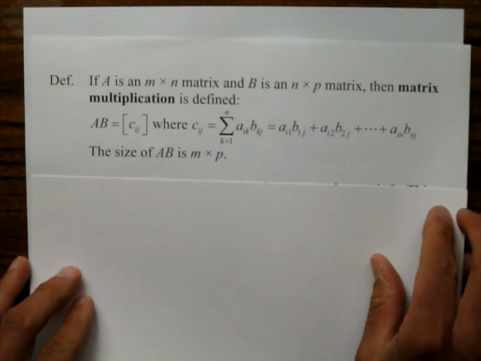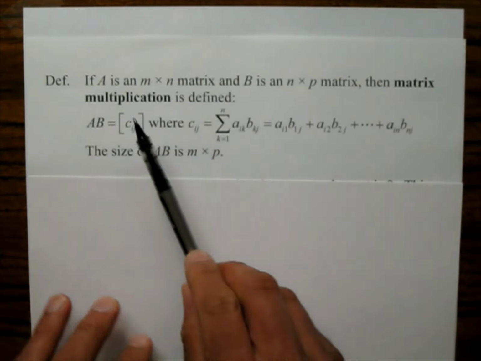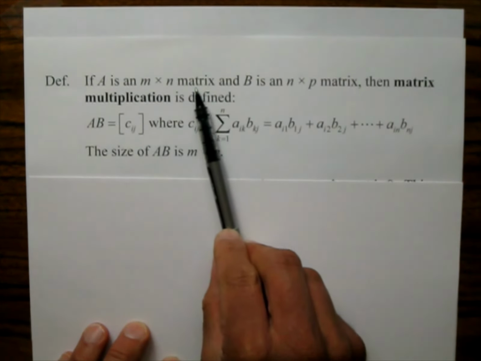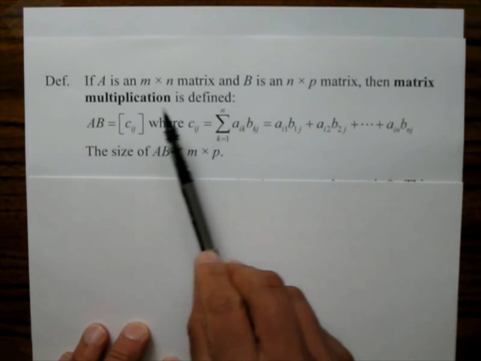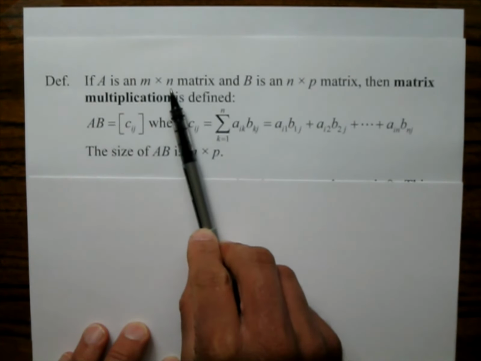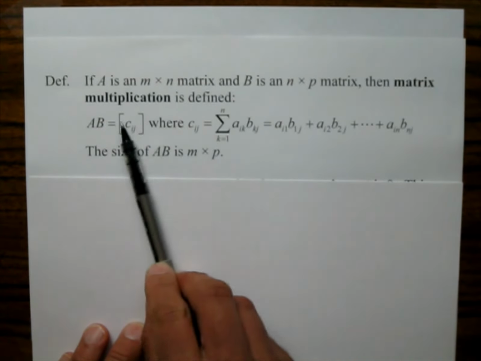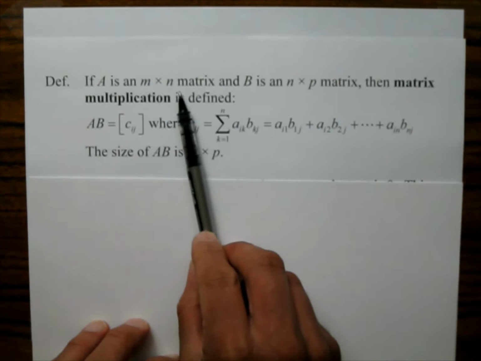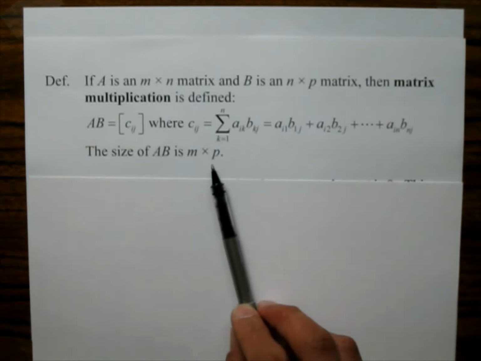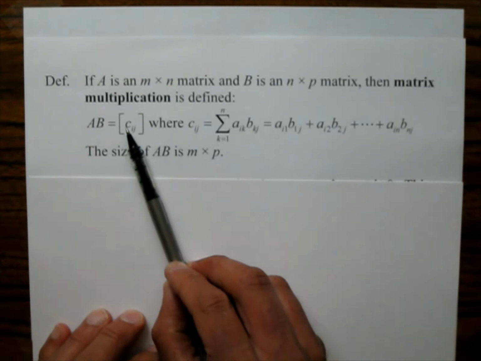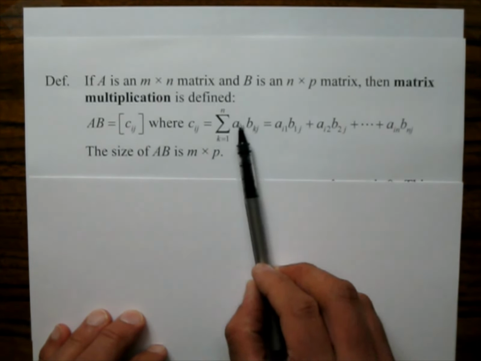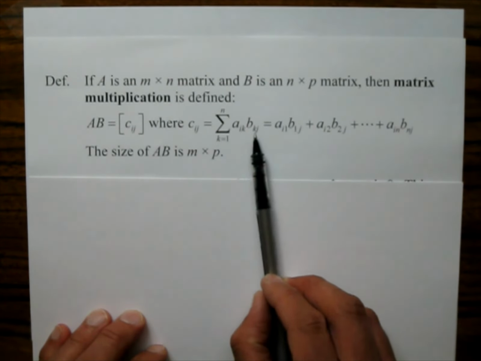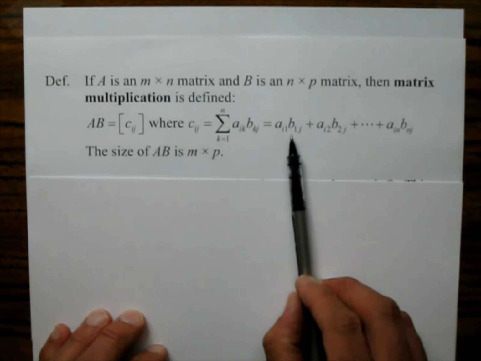Actually, before I do that, here is matrix multiplication defined in the index format. It says if you have an m by n matrix A and B is an n by p, then matrix multiplication is defined. So notice the middle dimensions n are the same. You don't have to know this definition word for word, but here it is: AB equals Cij, where Cij equals, and there's a summation notation. This is you multiplying the numbers together and adding them.